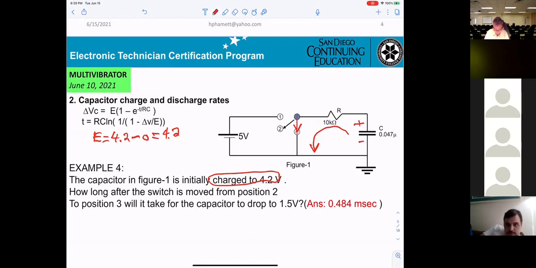And they want the time for the capacitor to drop to 1.5 volt. So now that will tell you delta VC equals 4.2 minus 1.5. That means you can substitute into the formula and do your calculation. So that will be 0.484 millisecond.